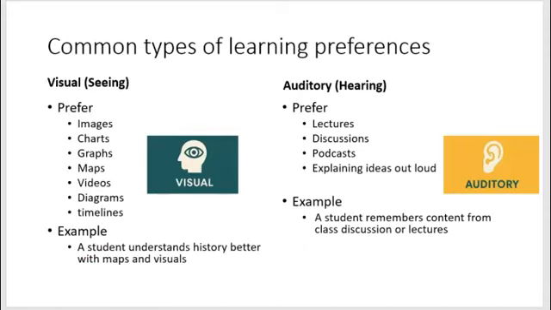So there's 4. We're going to look at 2 on this page, but the 4 are visual, auditory, reading/writing, and kinesthetic. So let's look at visual first. When we talk about visual learning preferences, we're talking about seeing, right? So students who are visual learners, or who prefer this type of learning, prefer looking at images, charts, graphs, maps. They want to watch some videos.